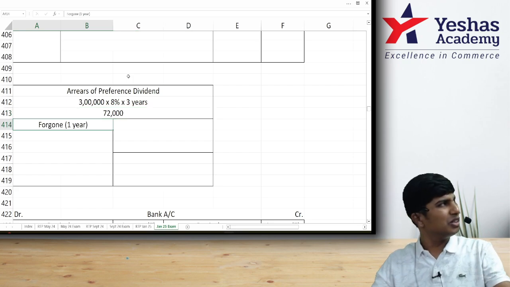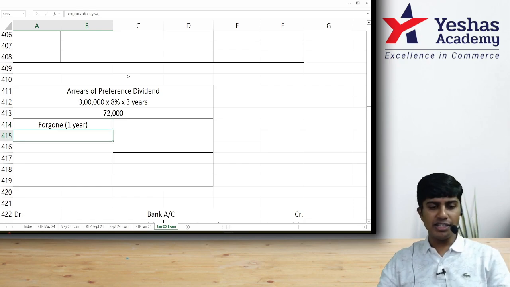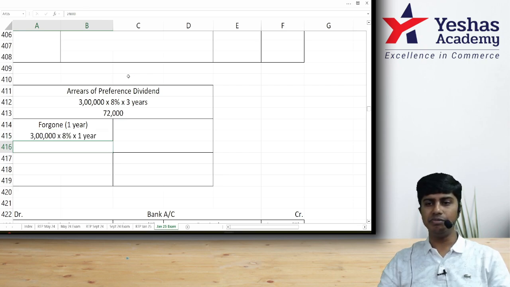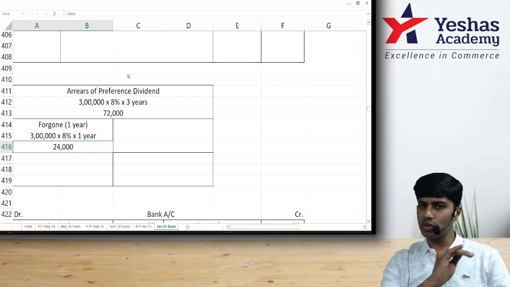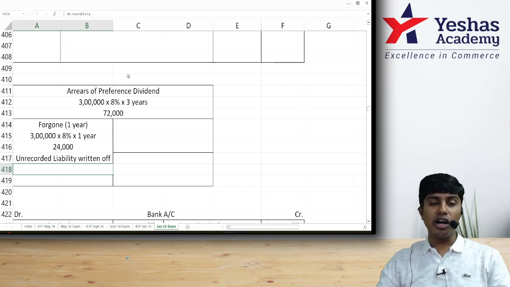Forgone 1 year. 1 year is how much? 3 lakh into 8% into 1 year. How much is that? 24,000 is written off. There will be no journal entry for this. Why? Unrecorded liability written off, no journal entry.